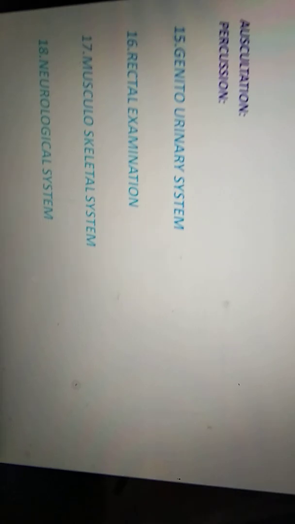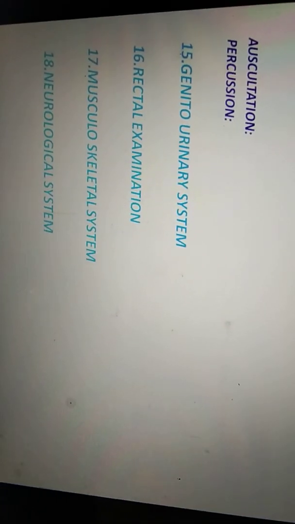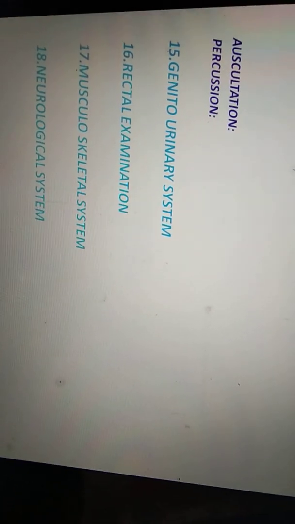These are the physical examinations of Mr. Raju, who is diagnosed with depression.